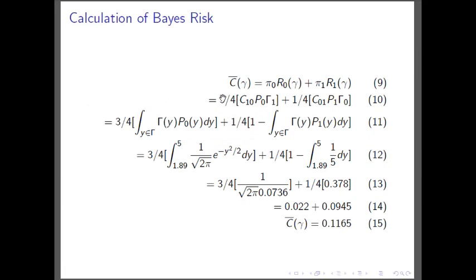In order to calculate the Bayes risk, we use the cost function equation, which is given as C bar of gamma is equal to pi naught into R naught of gamma plus pi 1 into R1 of gamma. On integrating the density function over appropriate regions, we get the Bayes risk as 0.1165.